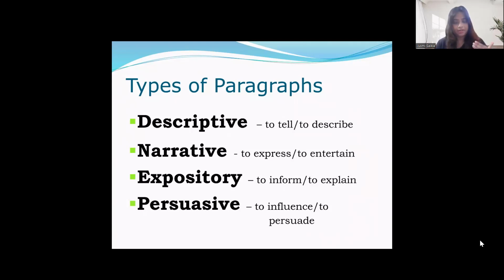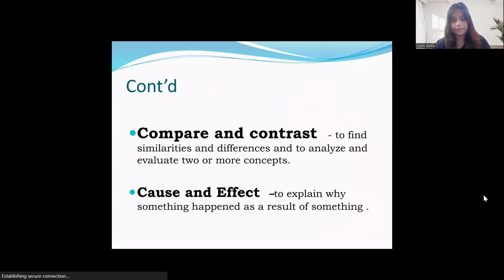Fourth one, persuasive. That is, to influence, to persuade or to convince people. Right? These are the four types of paragraphs that are very, very common.